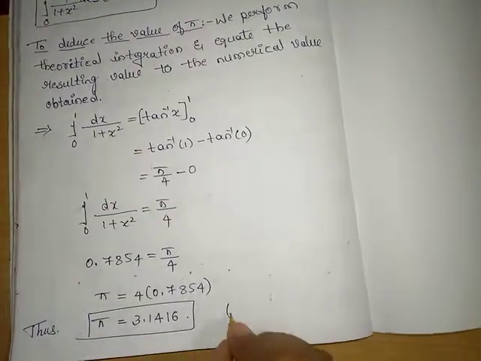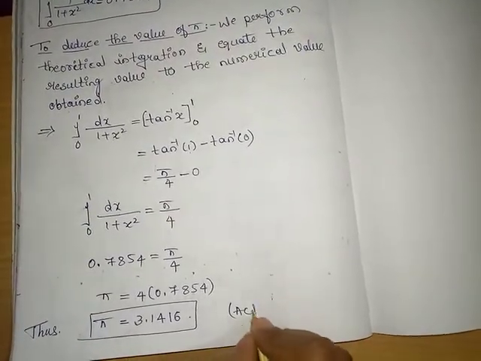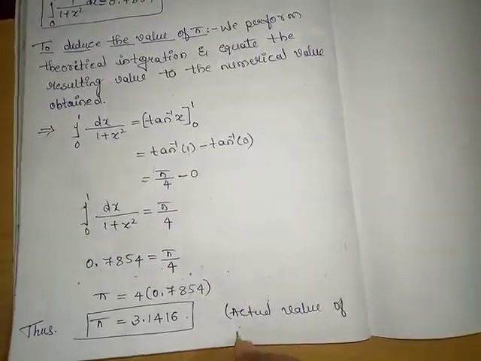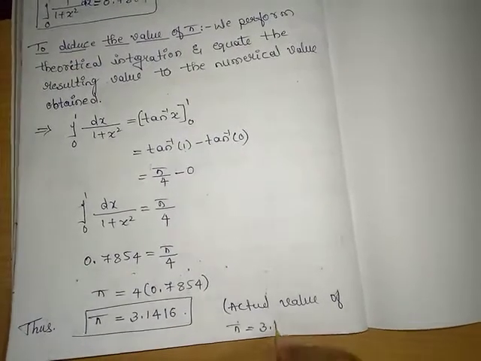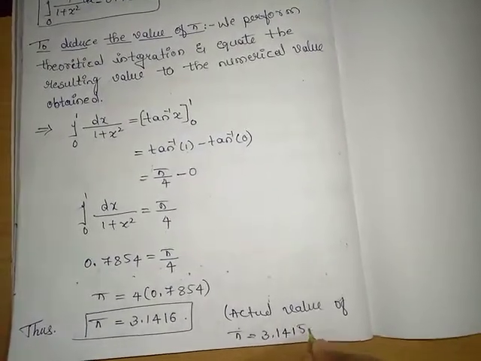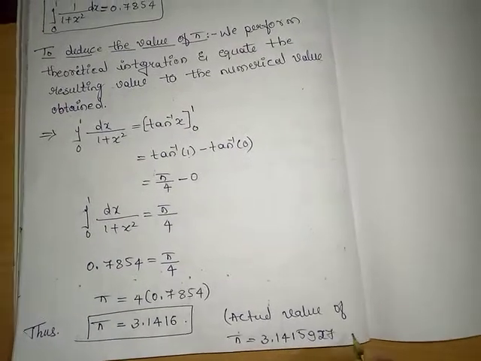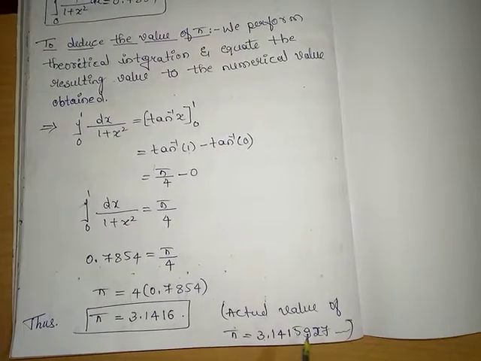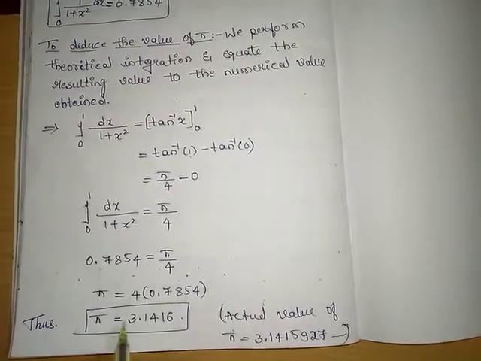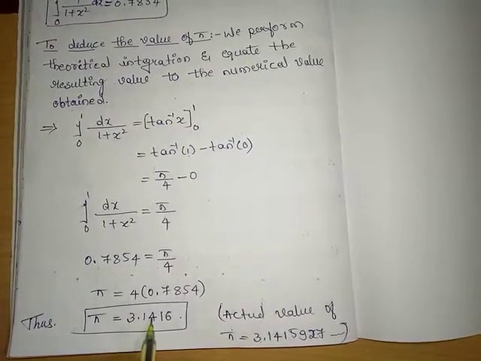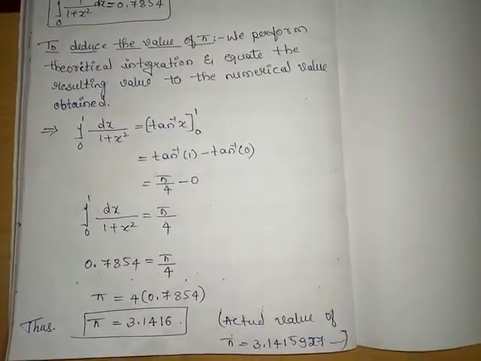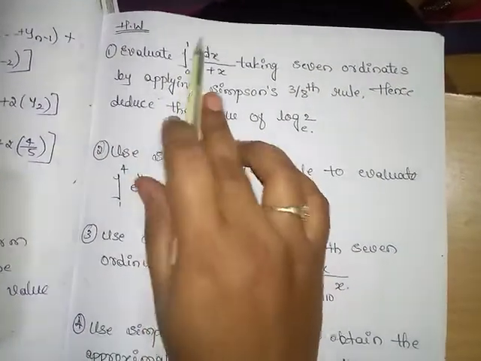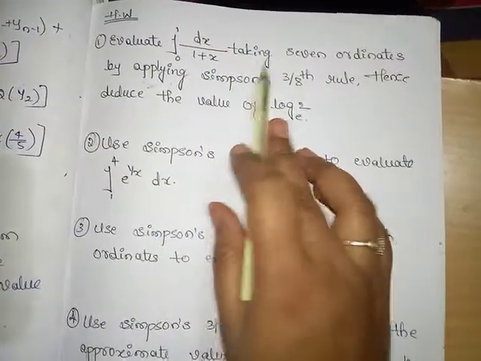And we know that the actual value of pi is equal to 3.141592 and so on. In general, we take the pi value as how much? 3.142, right? Here, for this example, we get pi equal to 3.1416.